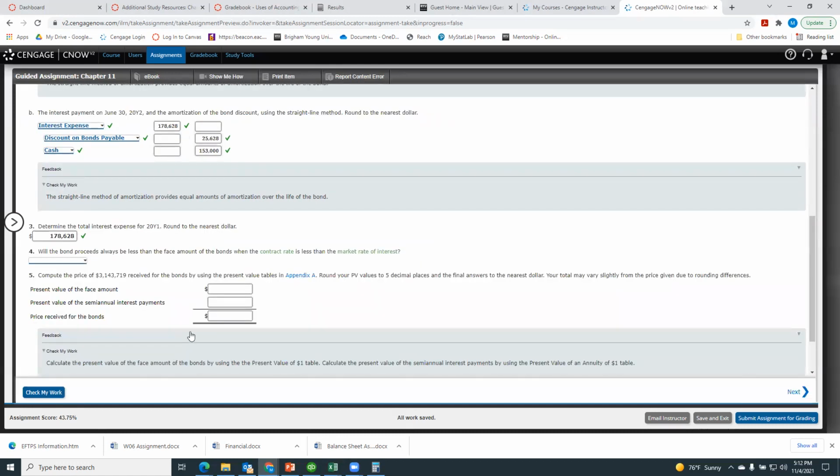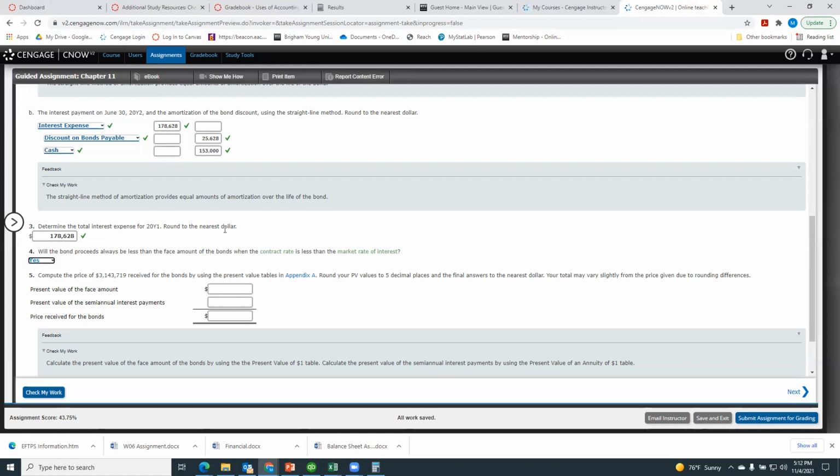It asks us, will the bond proceeds always be less than the face amount of the bonds when the contract rate is less than the market rate of interest? So that's a little confusing because contract rates don't change, but market rates do. Okay, so if the contract rate is less, that means the market rate moved up or increased. And when the market rate increases, then bond prices go down. So bond proceeds will always be less than the face amount when the contract rate is less than the market rate. So we're going to say yes.